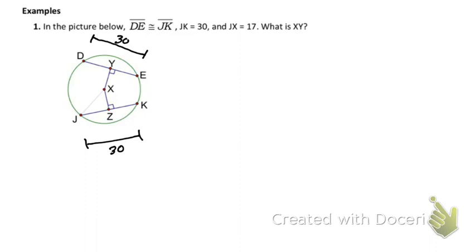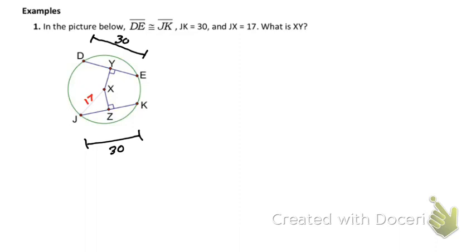Okay, it also says that JX is 17. J to X is this dashed line right there, and it is 17. We're supposed to find XY. What could we use from the theorems up above? There's actually a lot going on there, and a lot of theorems that we could use. What is something that could help us, or at least that we can do something with?